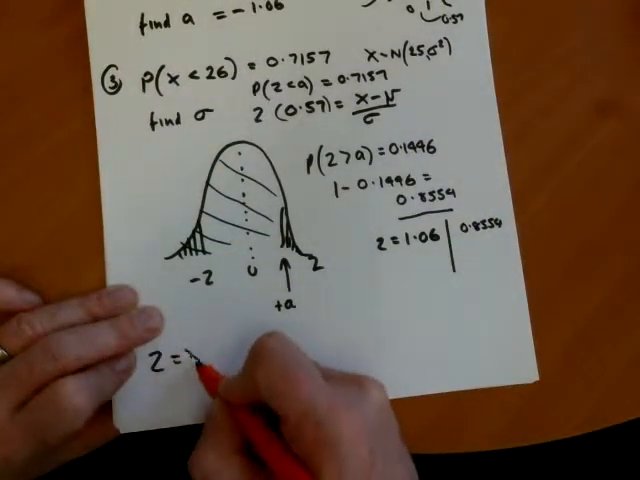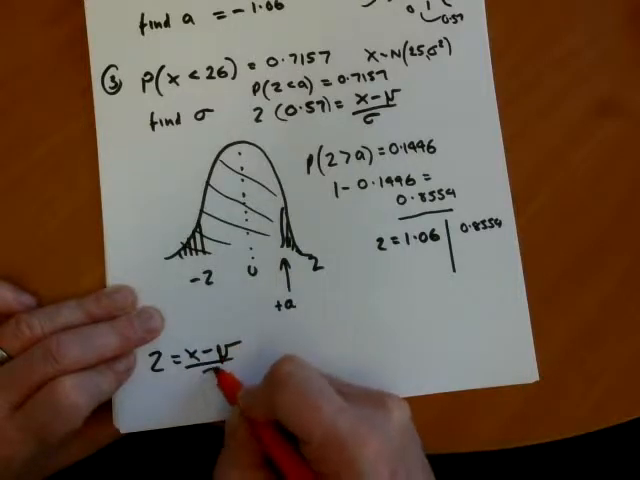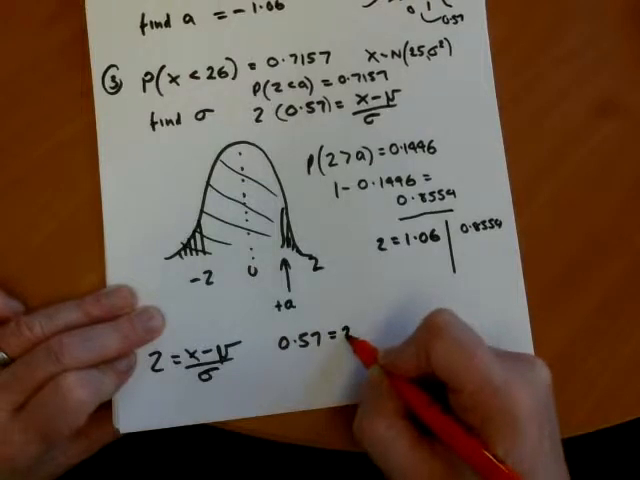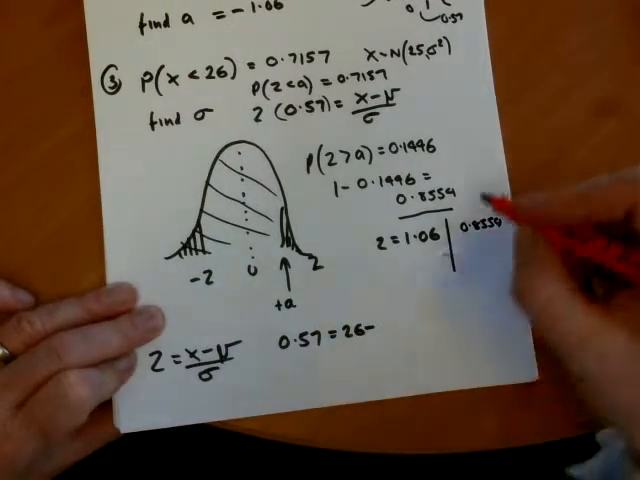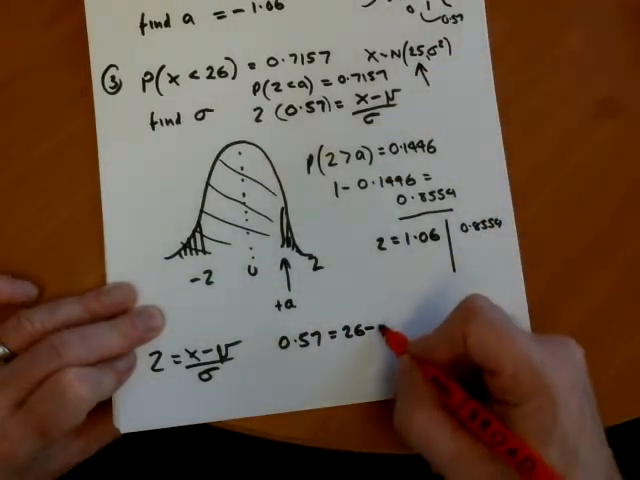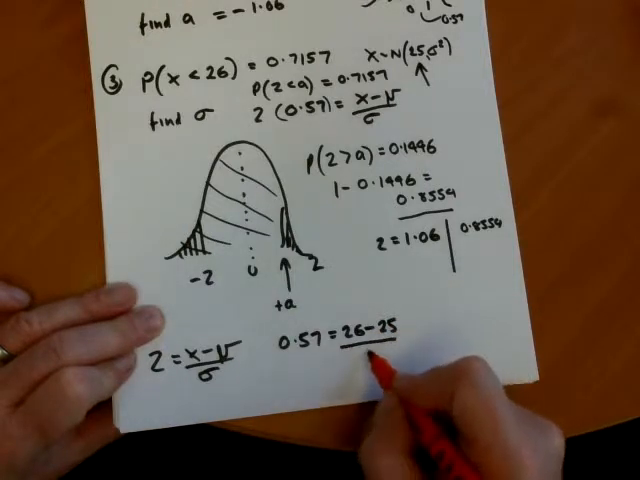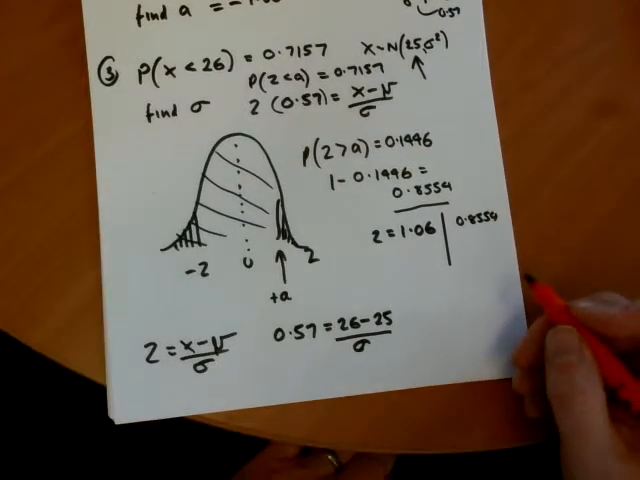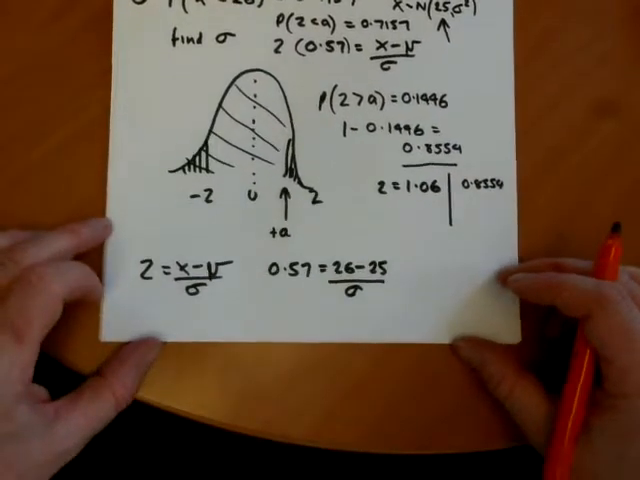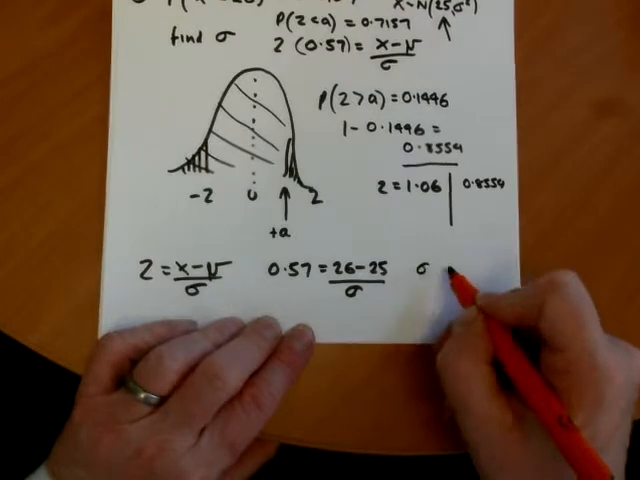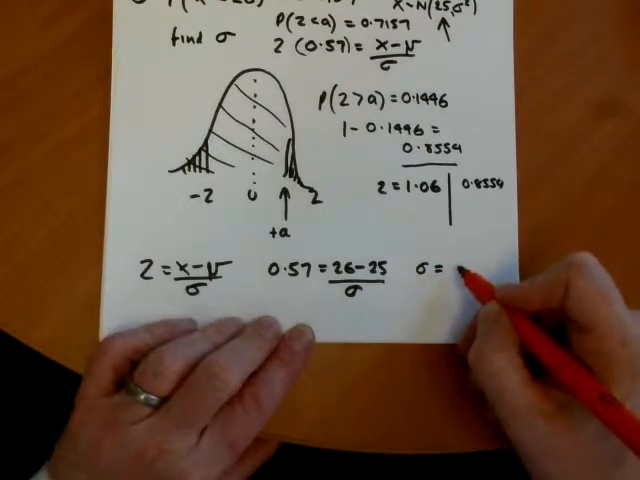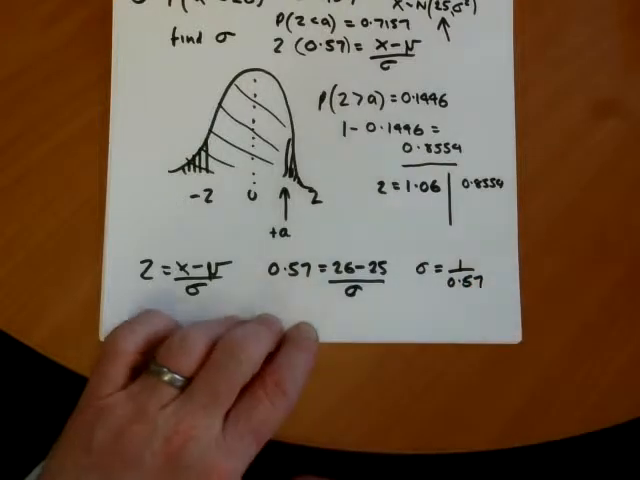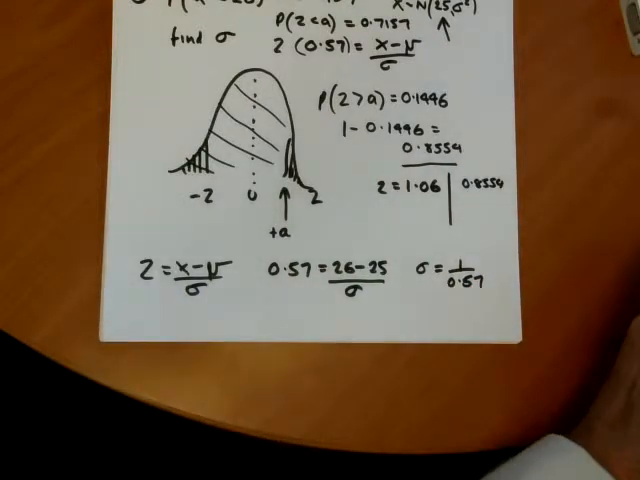So we've got z equals x minus mu over sigma. We put in everything we've got: 0.57 equals 26 minus, now look up here, there's your mean, 25, divided by the standard deviation. Now we don't have the standard deviation, that was what we're trying to find out, but with just one unknown it's quite easy to do. So we'll find the standard deviation equals 26 take 25 is 1, over 0.57, and I will quickly do that on my calculator.